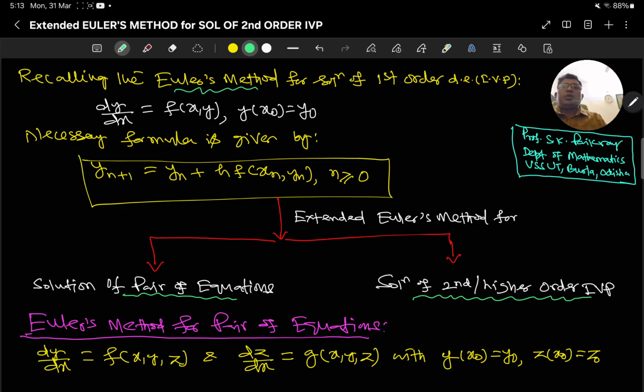If we recall Euler's method, basically we used it to solve first order differential equations with initial conditions. The necessary formula for the usual Euler's method is y_{n+1} = y_n + h f(x_n, y_n), for n greater than or equal to 0. Now we extend it for a pair of equations as well as for the solution of second and higher order differential equations with given initial conditions.